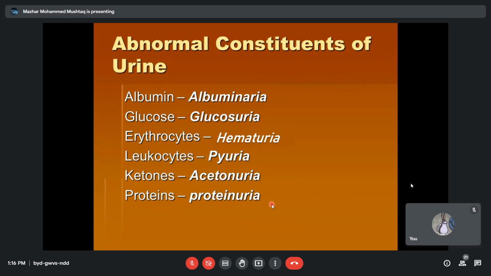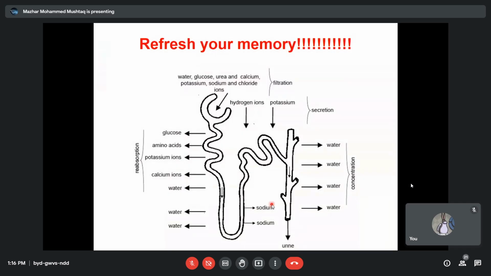You have to keep in mind all these terms and their abnormalities. So this is to refresh your memory. Who can explain a little bit about this one? What actually is going on here, and what is this structure all about?